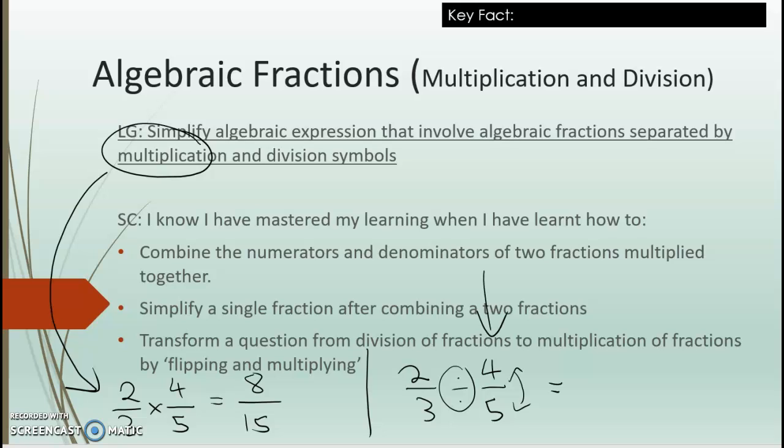Okay, so that becomes 2/3 times 5/4. And then we can just repeat the process we learned. Multiplying the tops would give me 10, and the bottom will give me 12. But this time, 10/12 can be changed to 5/6 to simplify it. Let's try some algebraic fractions.